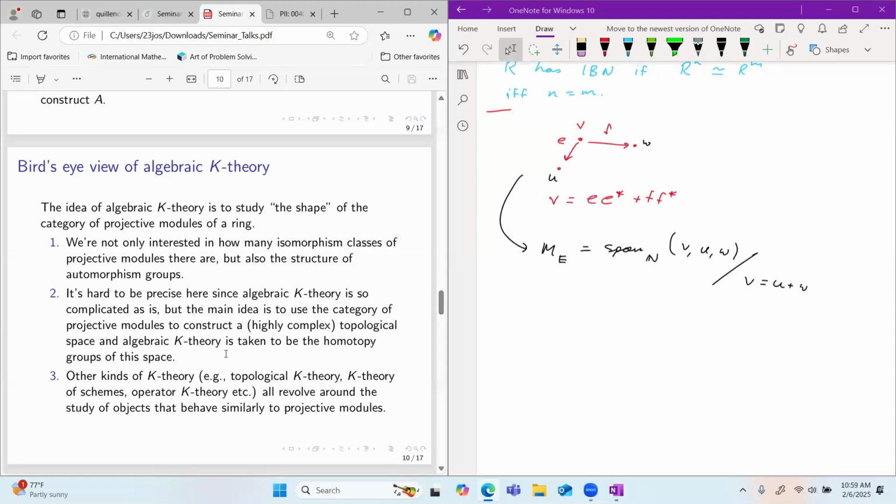Other kinds of K-theory out there, topological operator K-theory, K-theory of schemes, these all revolve around the study of some object that behaves very similarly to projective modules. I'm not going to go into more detail here because I don't have time. But if you've ever done topological K-theory, for instance, you're interested in vector bundles. And by Swan's theorem, vector bundles are basically the same thing as projective modules over a certain algebra.